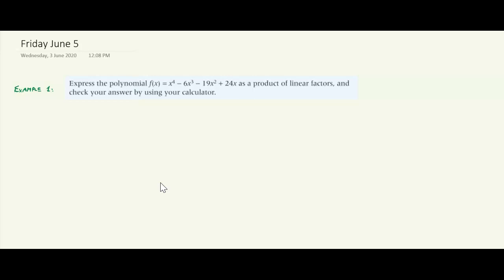Look at this. This is a quartic. A product of linear factors. So we're going to factorize this, and then we're not going to check our answer. We might just look at it on Desmos and see how that plays out.